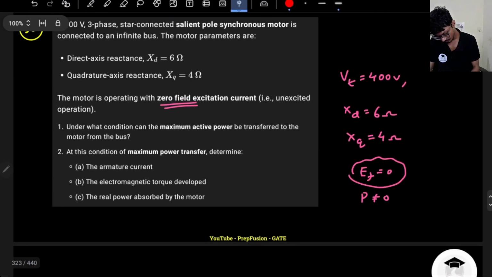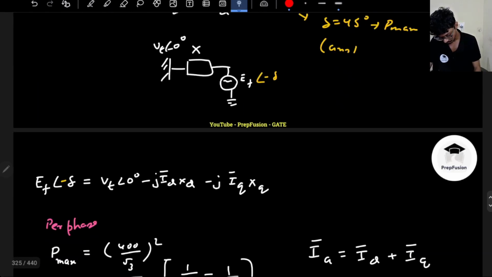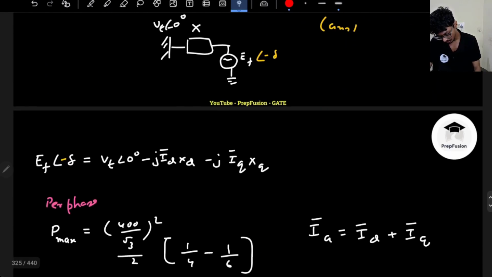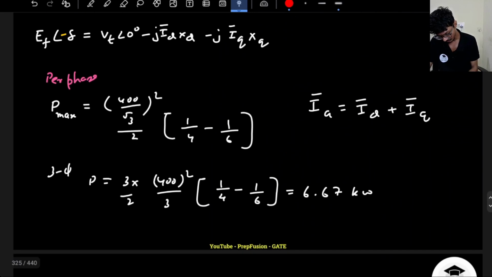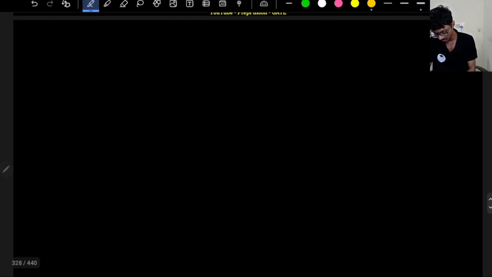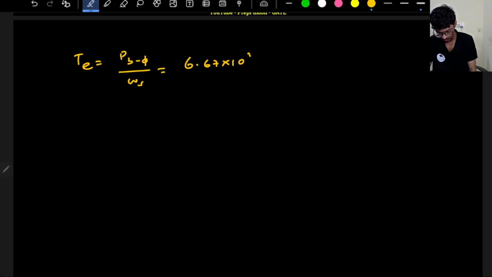They have asked for the electromagnetic torque developed. What is my three phase power? This is my single phase power, right? Three phase power will be 6.67 kilowatt. So the electromagnetic torque developed will be P three phase divided by omega s, right? P three phase is 6.67 kilowatt, divided by omega s.